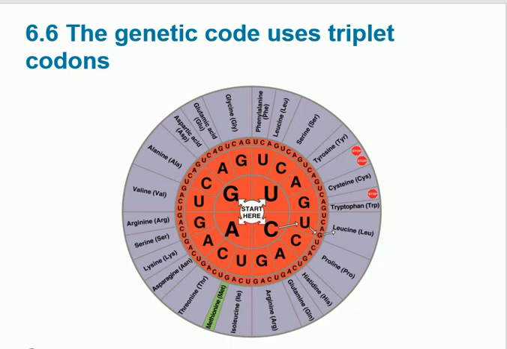UCU, serine. UCC, serine again. UCA, serine. UCG, serine. How many codes? Four codes. That's okay. If you see any one of those, it's the same thing to me. I will give you the same amino acid anyway. But did you get the idea of how to read this?